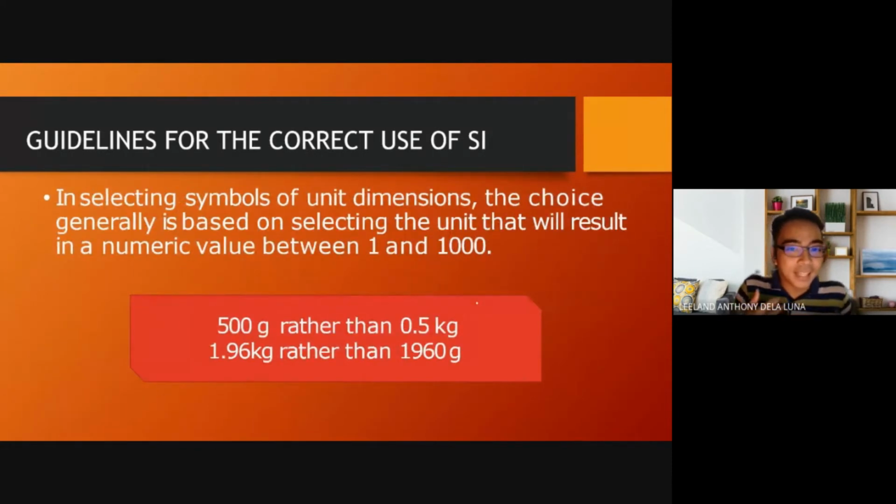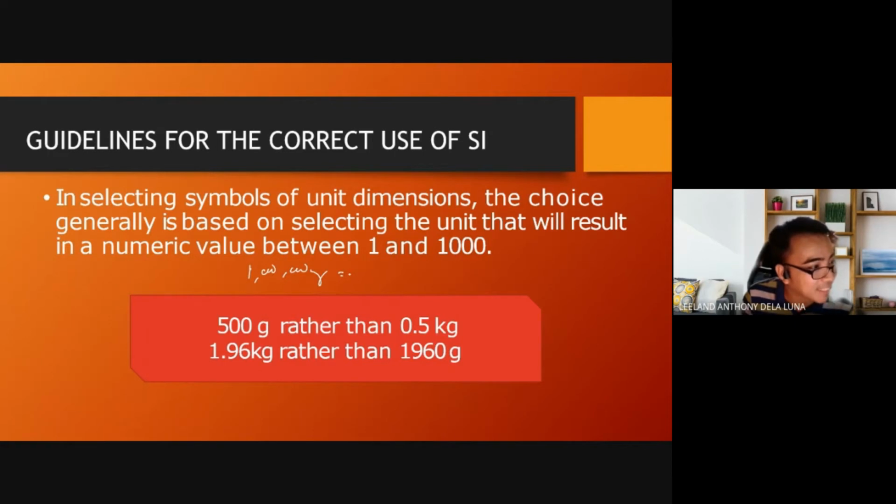So next one, in selecting symbols of units or unit dimensions, the choice generally is based on selecting the unit that will result in a numeric value between 1 and 1,000. As much as possible, class, we prefer to express our values between 1 and 1,000 only. So if, for example, class, my value is, say, 1 million milligrams, I'd rather express that in kilograms.